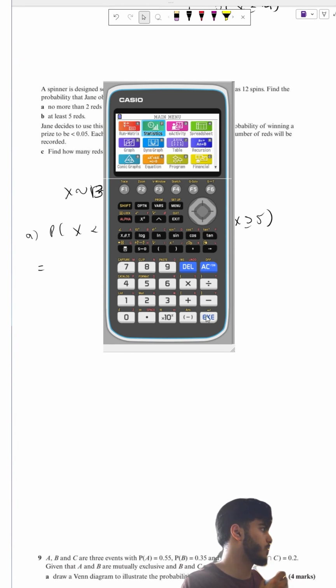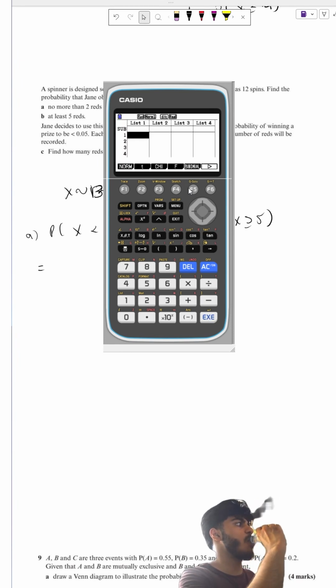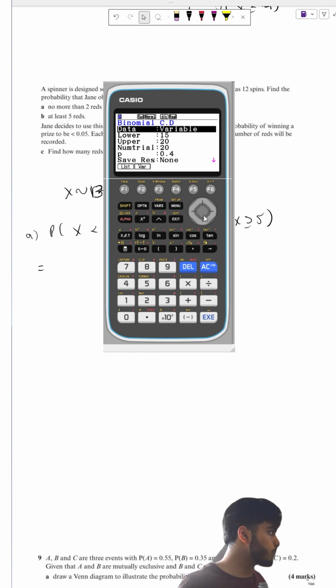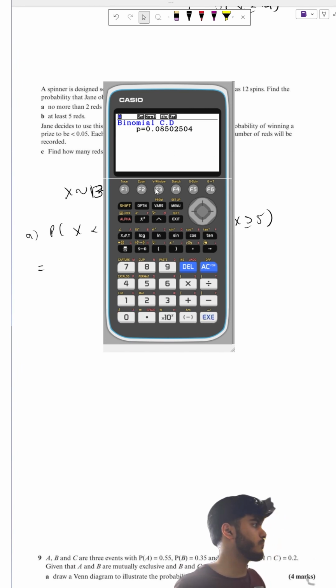Okay, statistics. Right. 0, 1, 12, 0.3. So the first one you should get 0.085.